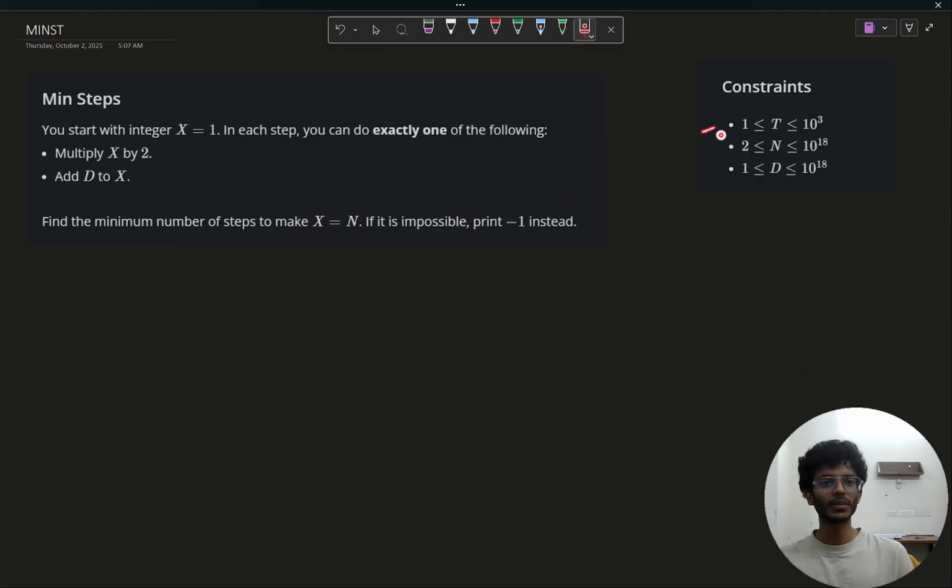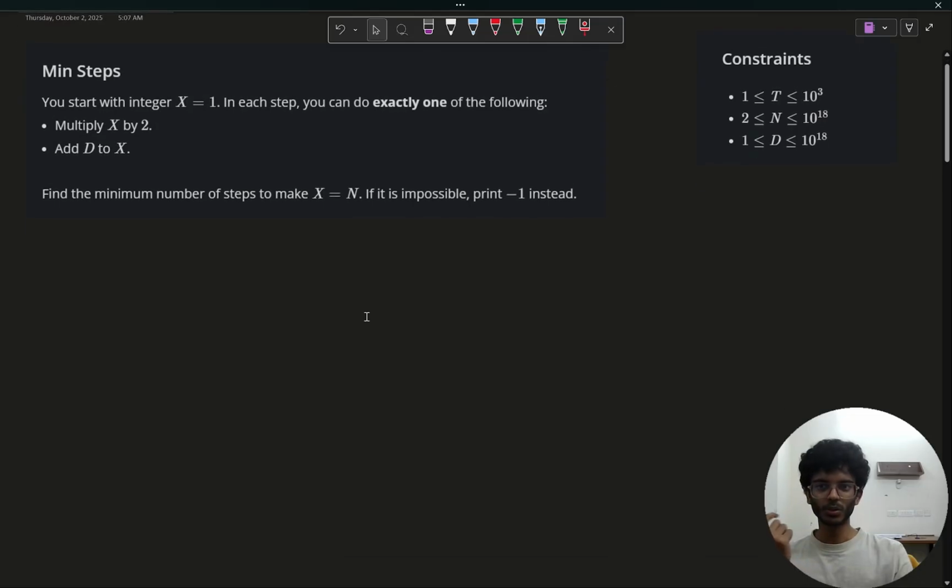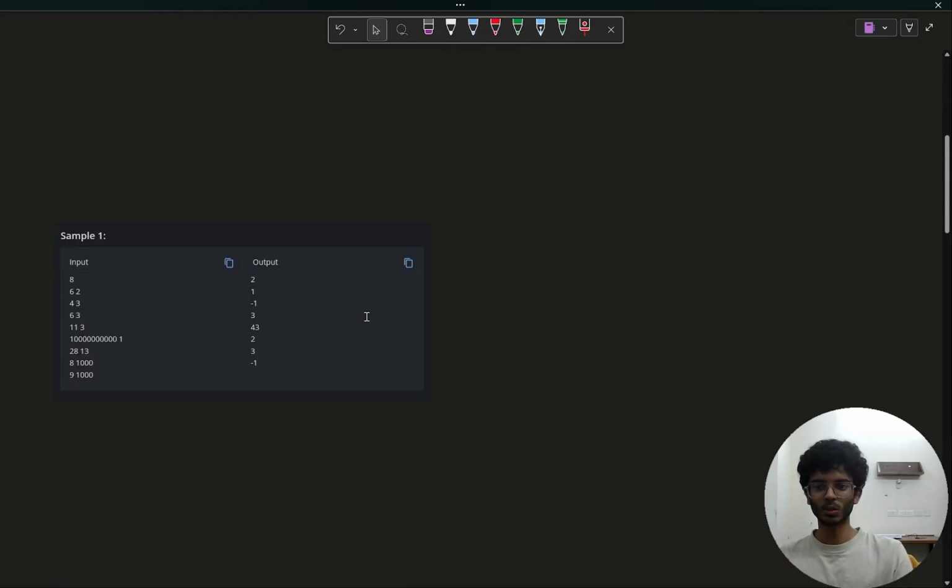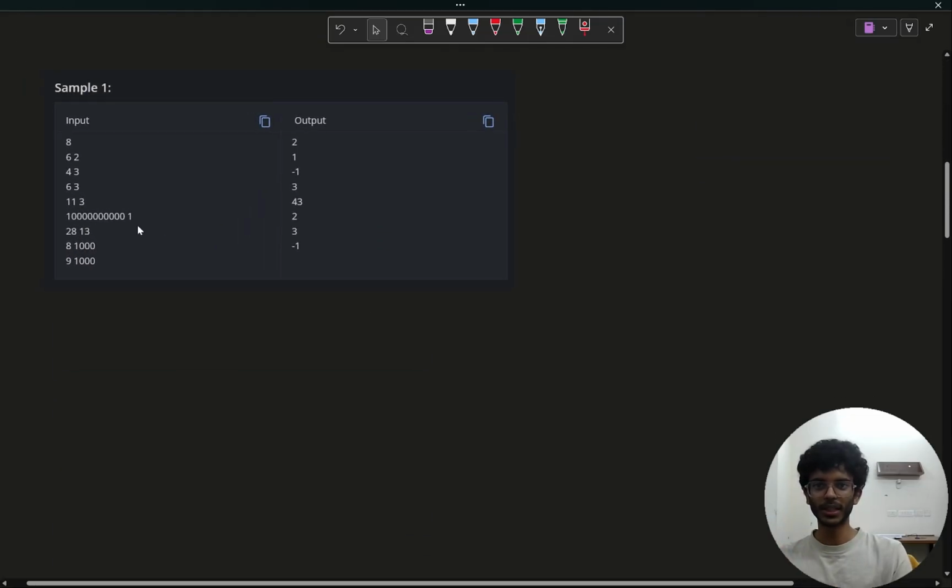In the constraints, we are given that the number of test cases will be between 1 and 1000. The values of n and d will be between 2 and 10 to the power 18. D can also be equal to 1. So this is pretty much the problem statement. Let us see the sample input to understand it better.